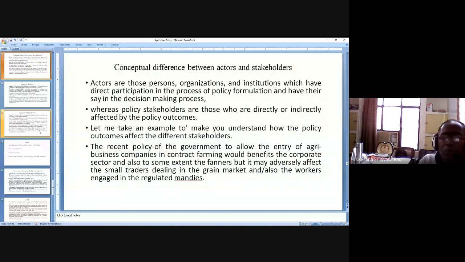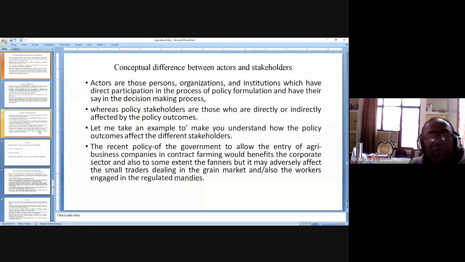Though actors and stakeholders are both very important, there is a small difference. Actors are those persons, organizations, and institutions which have direct participation in the process of policy formulation and have their say in the decision making process. Whereas policy stakeholders are those who are directly or indirectly affected by the policy outcomes. So, in this way, actors and stakeholders have a little bit of conceptual difference. It helps you understand how the policy outcomes affect the different stakeholders.